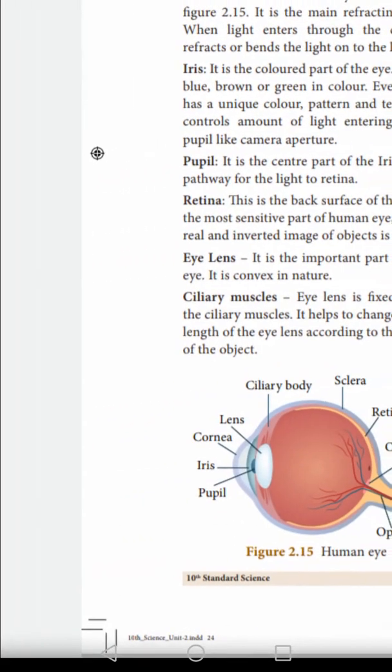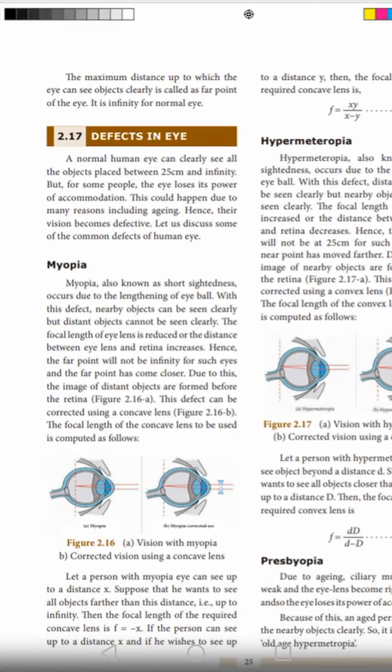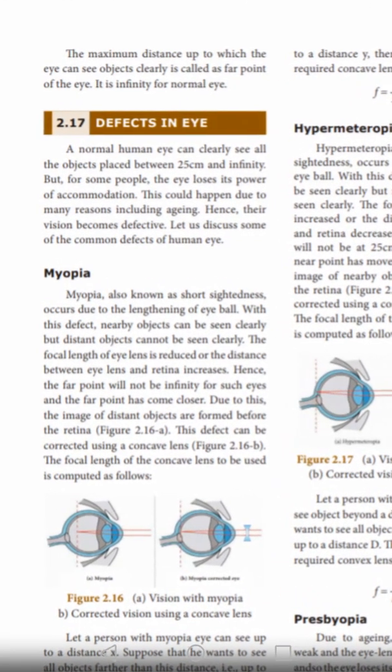Next one is the maximum distance. The maximum distance up to which the eye can see objects clearly is called the far point of the eye. It is infinity for a normal eye. So the first one is the minimum, the near point, and the next one is the maximum, the far point.